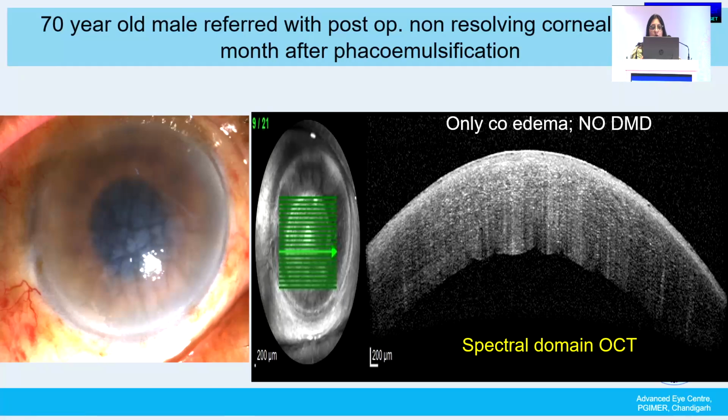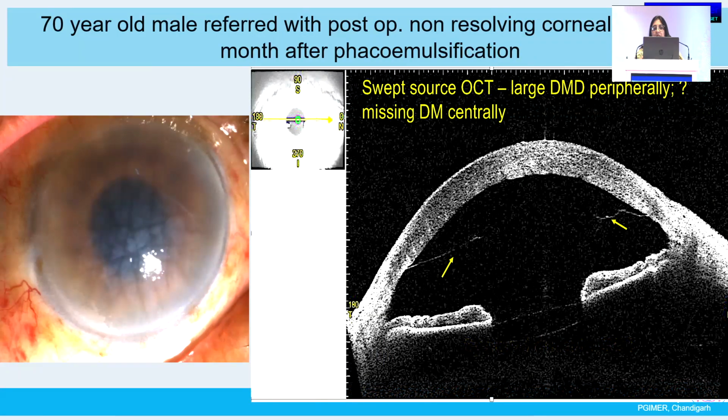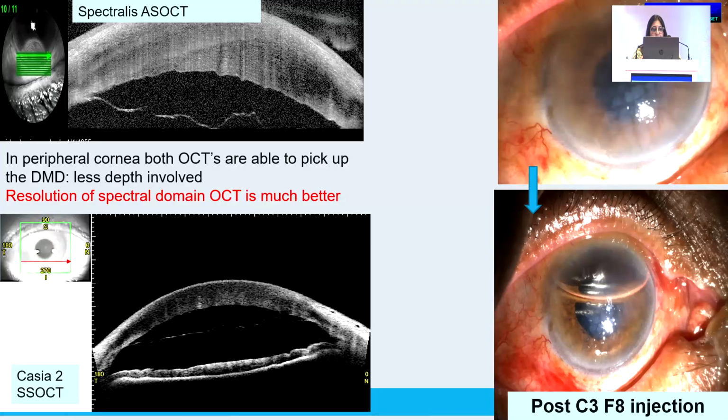This is a 70-year-old male referred with post-op non-resolving corneal edema 1 month after phacoemulsification. And this is where I would like to highlight the role of a swept source OCT. So there was only corneal edema, no DMD detected on a Spectralis. But if you do a swept source OCT, which has a greater depth of penetration, one could nicely see that there was a Descemet membrane detachment in the periphery, and the center was probably missing. And so after a C3F8 injection, the patient cleared up.